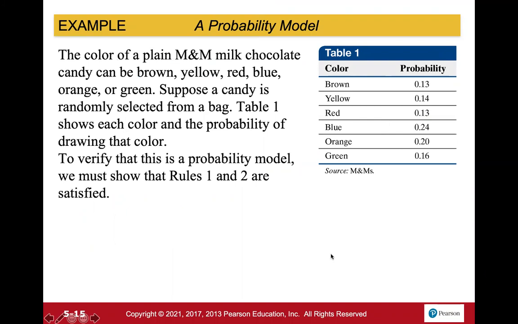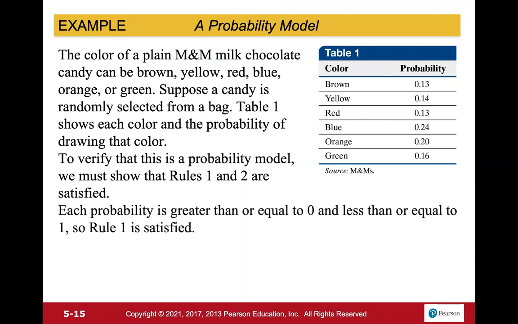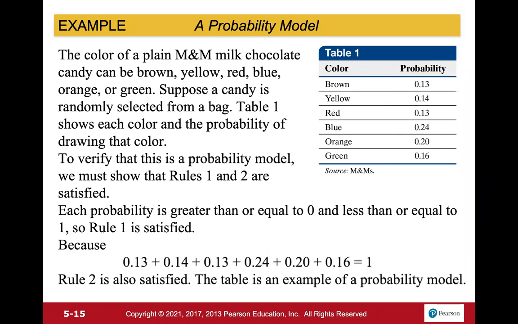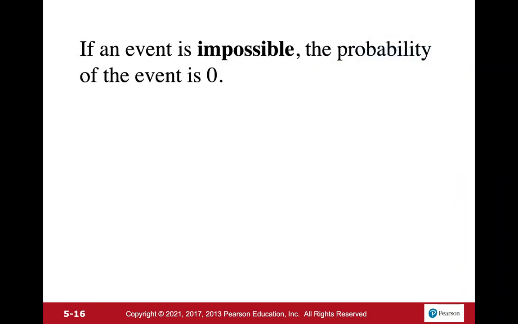So to verify this is a probability model, we must show that rules 1 and 2 are satisfied. Each probability is greater than 0 and less than or equal to 1, so rule 1 is satisfied. We added everything together and that was equal to 1, so rule 2 was satisfied. And the table is an example of a probability model.